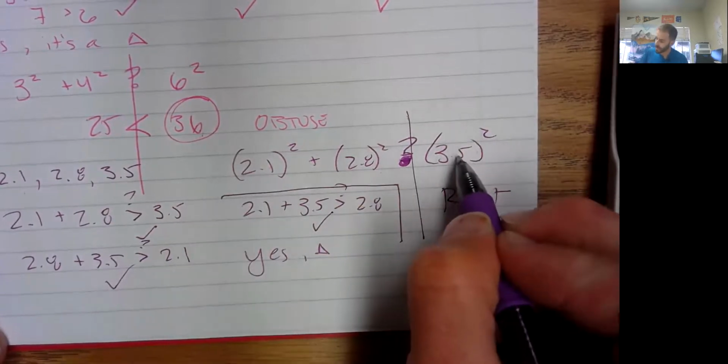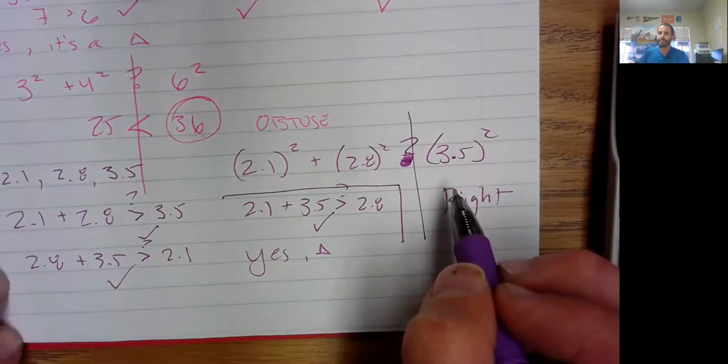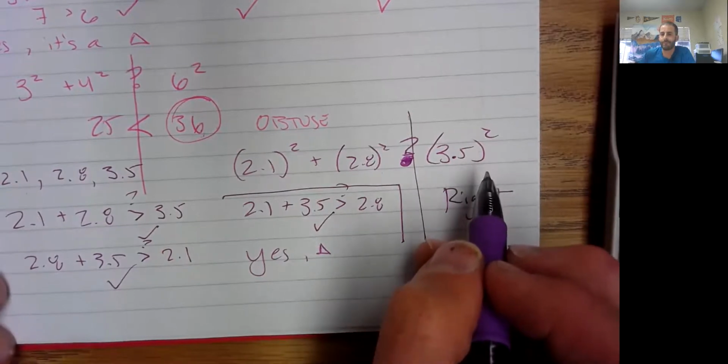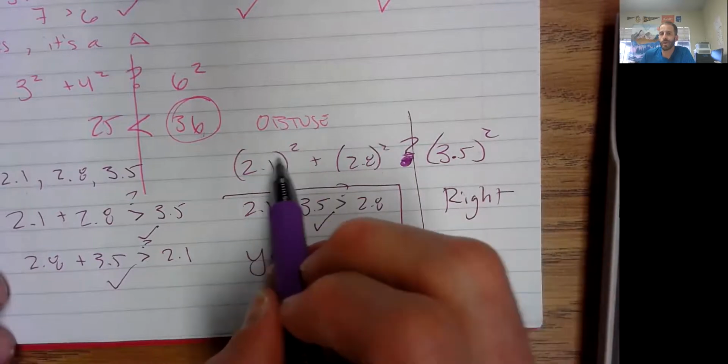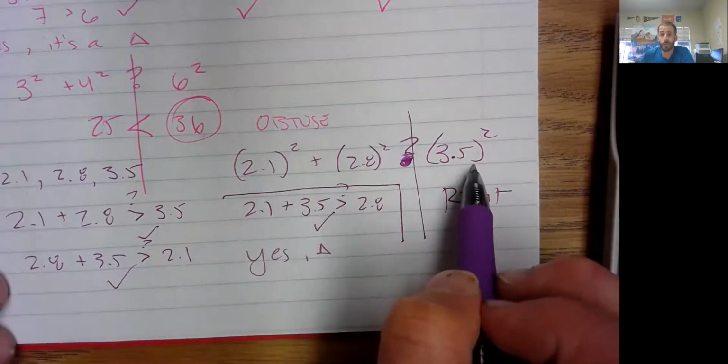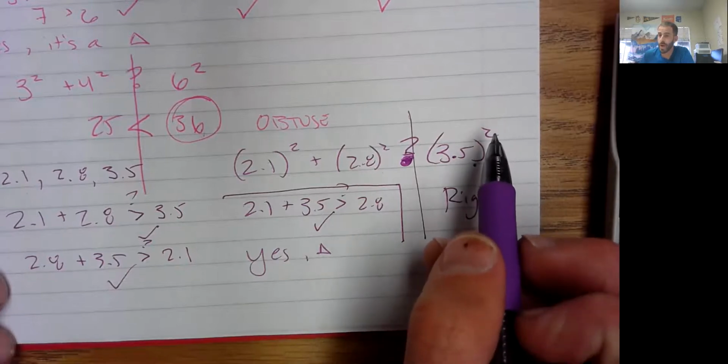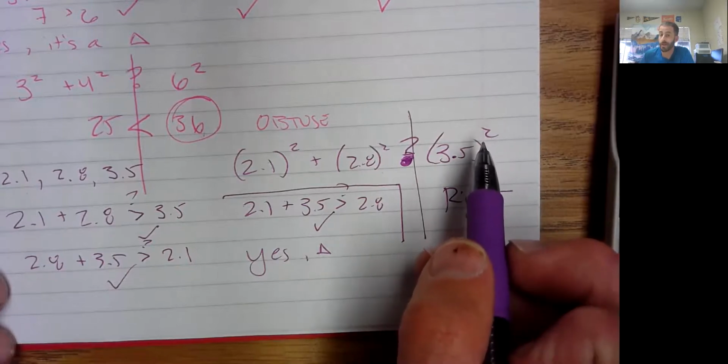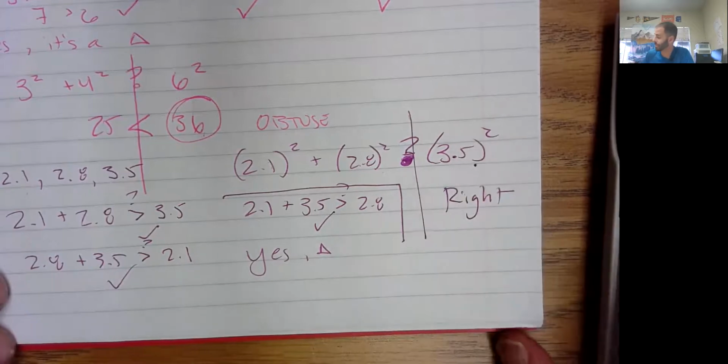In fact, tell me in class, what type of Pythagorean triple is this? And if nobody knows, make sure you ask me in class, all right? Because it's a Pythagorean triple.